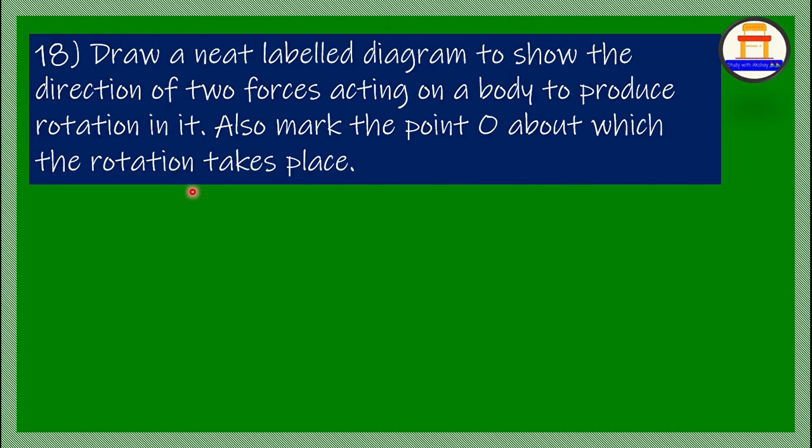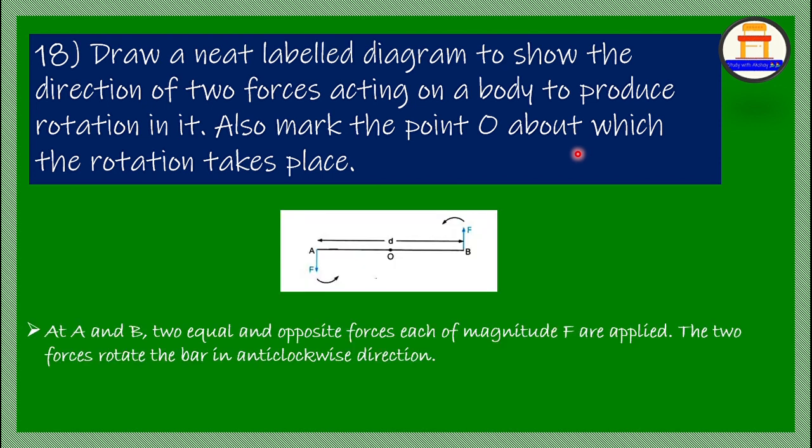Let's move ahead further. Draw a neat labelled diagram to show the direction of force acting on the body to produce the rotation in it. Also mark the point O about which the rotation takes place. So basically it is a clockwise and anti-clockwise movement kind of question. Let's draw the diagram. Basically this will be the diagram, a meter rule kind of question. You can expect a clockwise and anti-clockwise movement. So this direction says it is an anti-clockwise direction.